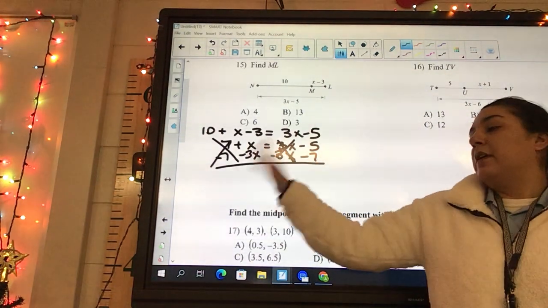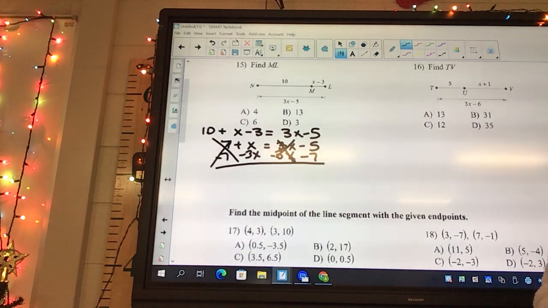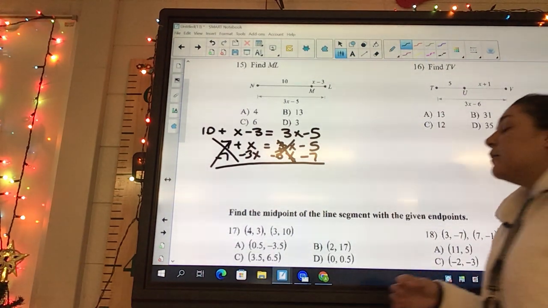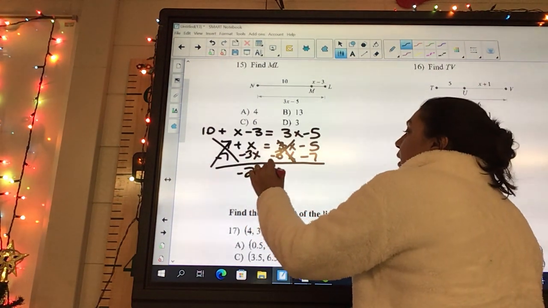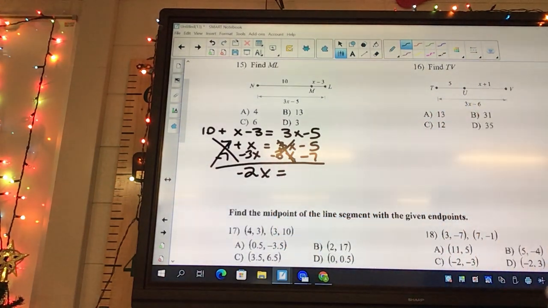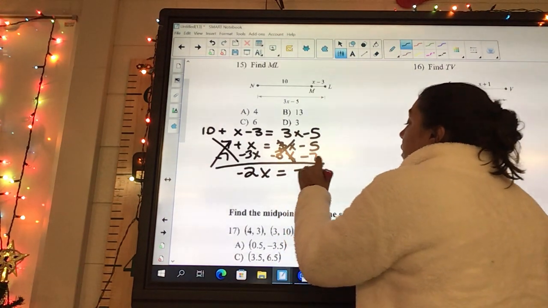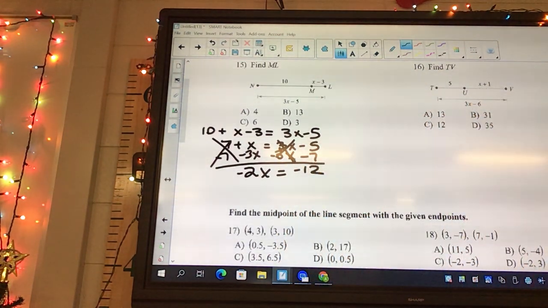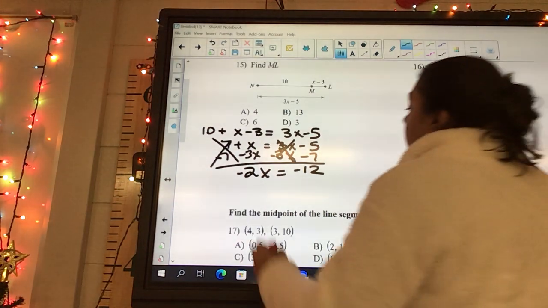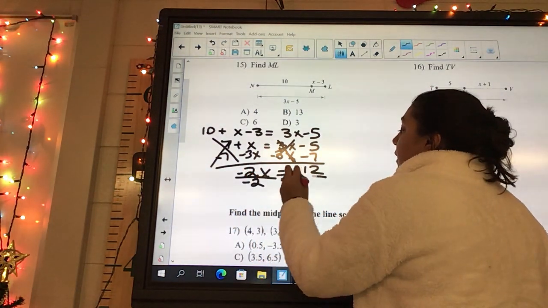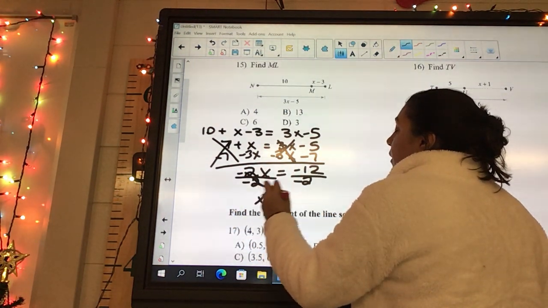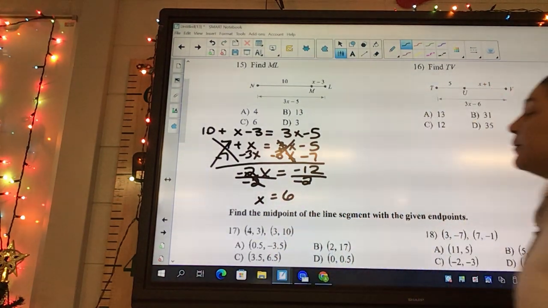Letters gotta go to the left side of the equal sign. Okay, so x minus 3x can be negative 2x, and a negative 5 minus 7 is negative 12. Okay, and then we divide by negative 2. We got x equals 6.